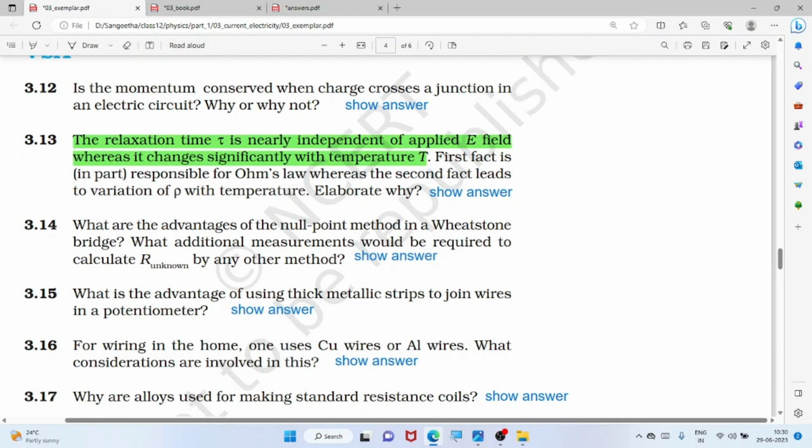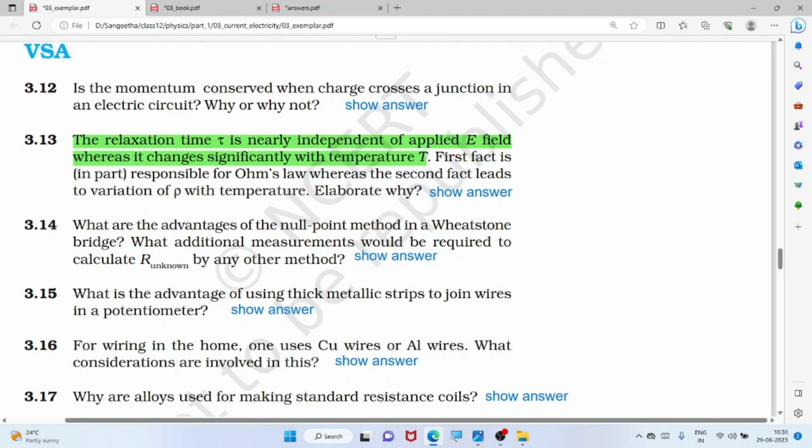The relaxation time is nearly independent of the applied electric field, whereas it changes significantly with the temperature T. The first effect is responsible for Ohm's law, whereas the second is responsible for the variation of resistivity with temperature.